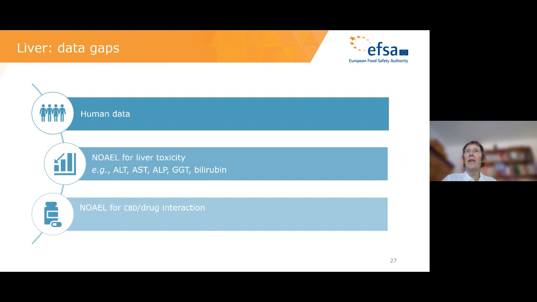So in this slide, I will highlight the data gaps relating to the liver. I mentioned them before. To make it short, we do not have NOAELs for liver toxicity, both in human and in animal studies. And we do not have NOAELs for CBD drug interaction in human and animal studies. So there is something to be done.